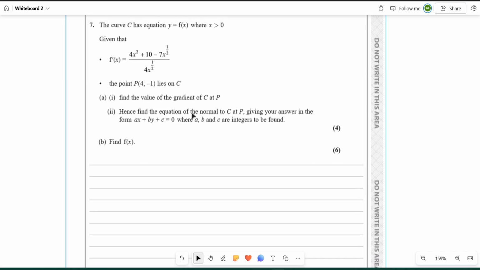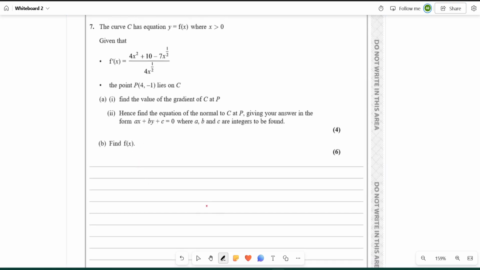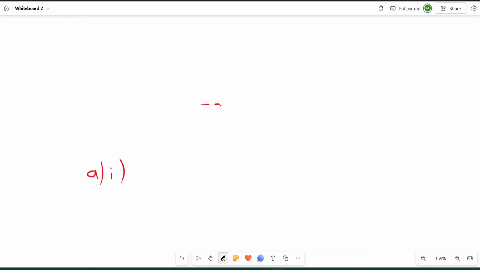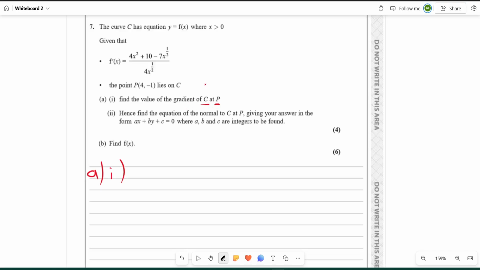Okay, so when we talk about finding the gradient, we talk about differentiation. I'm going to do a full differentiation pure, also all one-stop video very soon. So stay subscribed so you don't miss it. So part A i tells me find the value of the gradient of C at P. So to find the value of a gradient for a curve at a point, you substitute the x of that point in the first derivative. And I'm going to go through that thoroughly in the differentiation series.